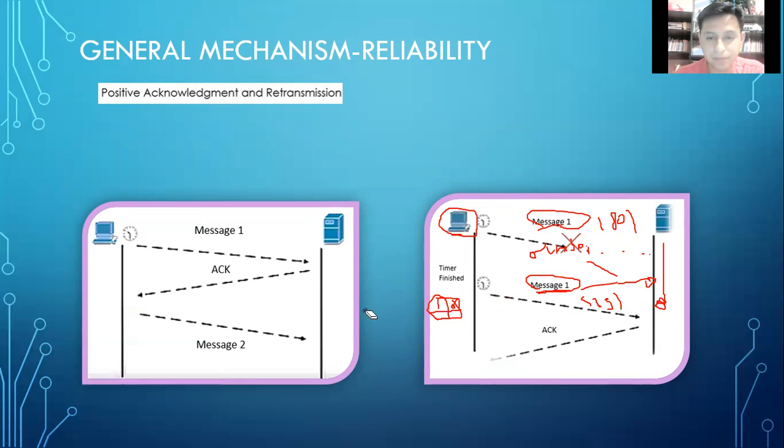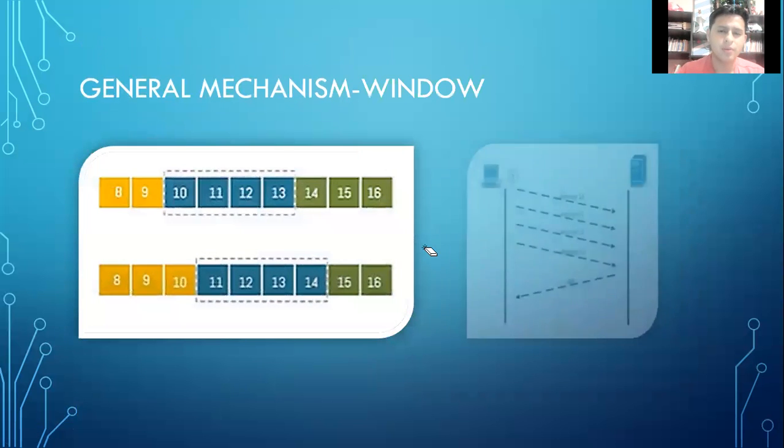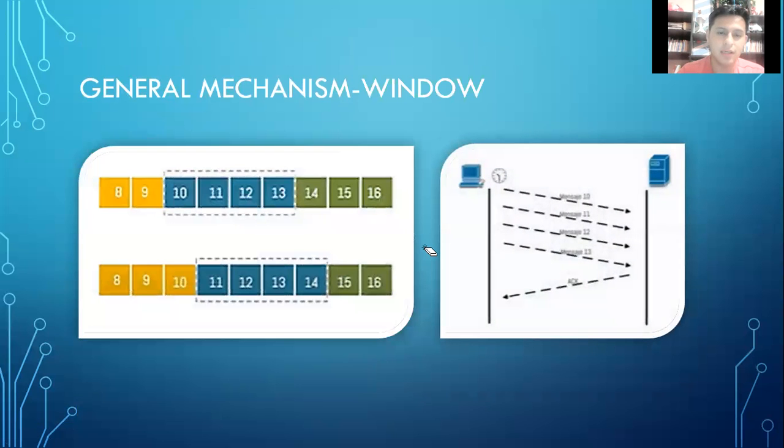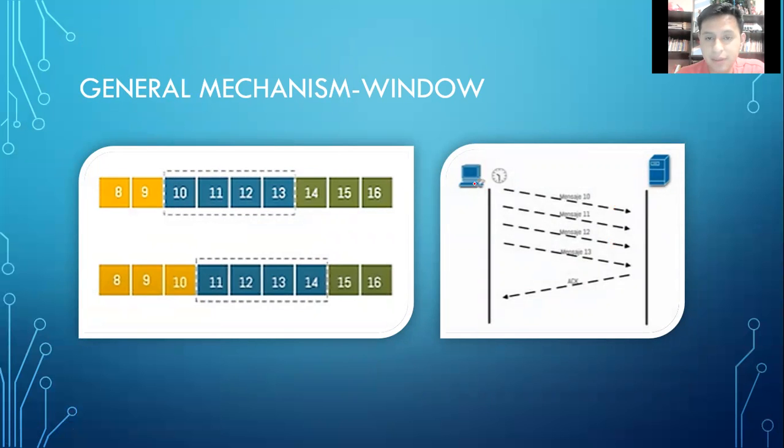Now, the general mechanism, the window. This window mechanism is to accelerate the transmission of the data. For example, in this part, the computer sends the message, but sends 1, 2, 3, 4 messages. Okay, it sends four messages.